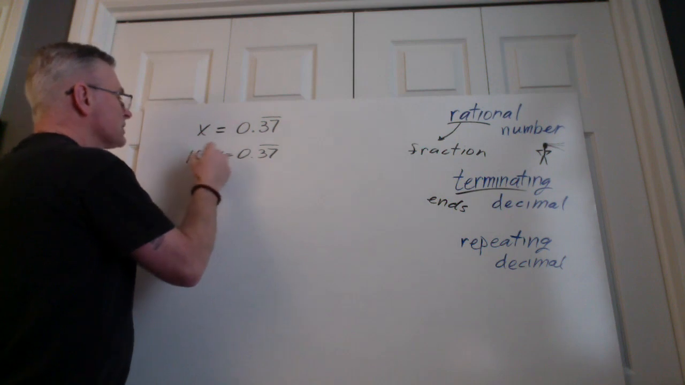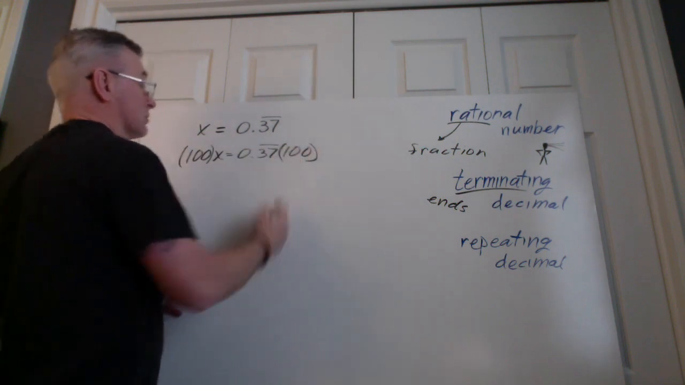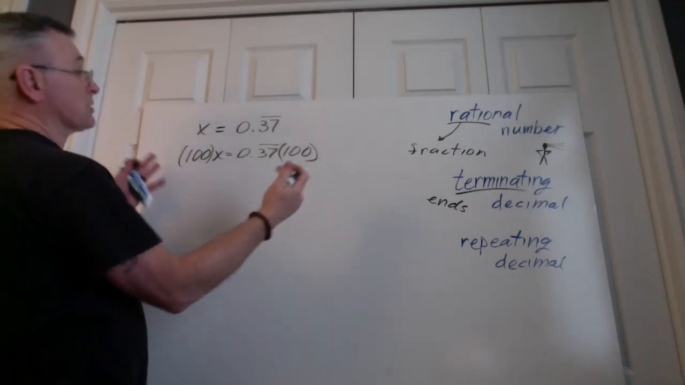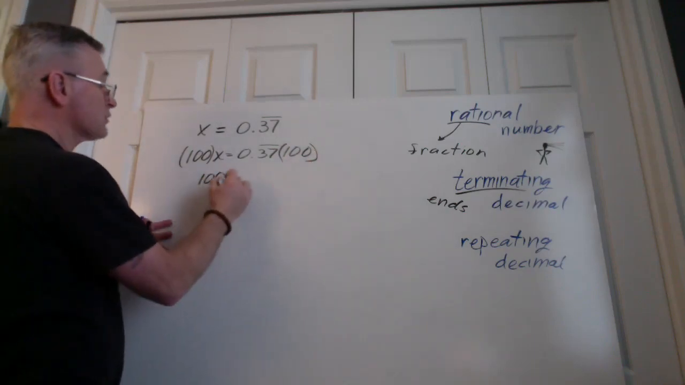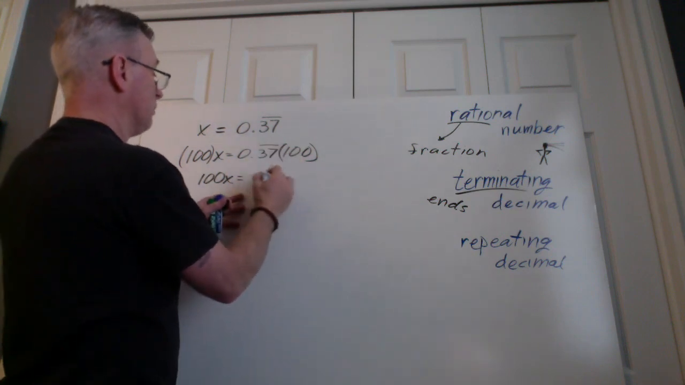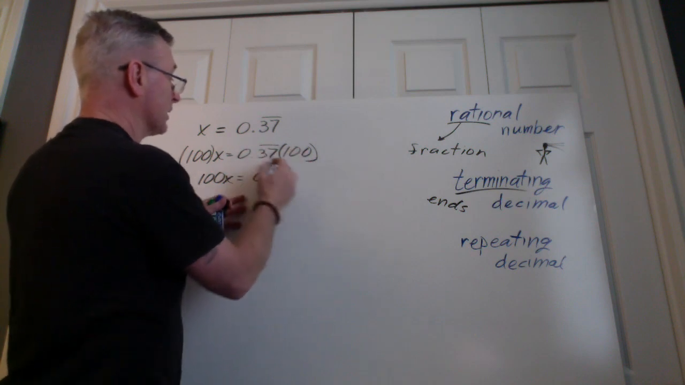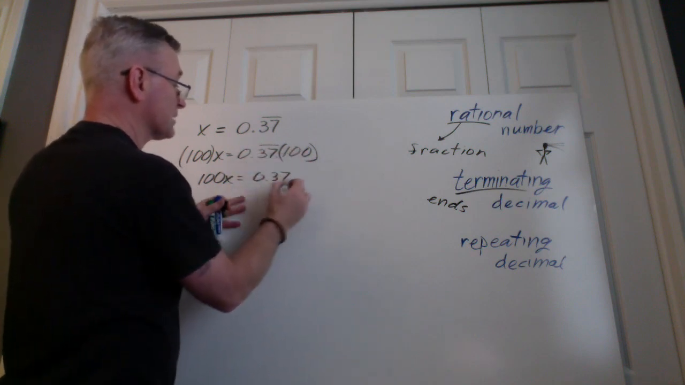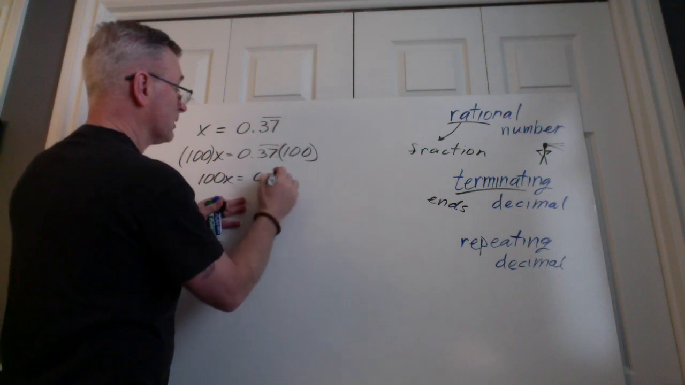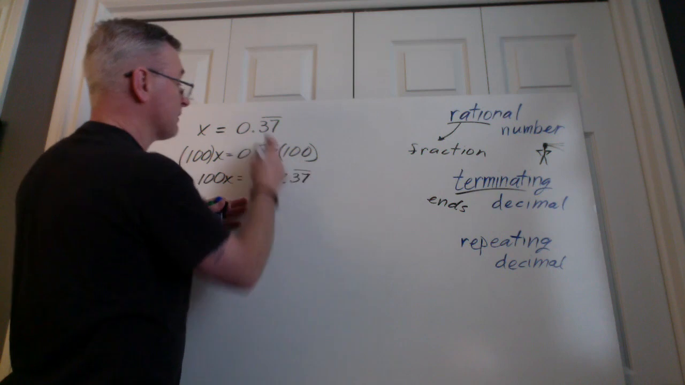Let's multiply both sides by 100. Because I can do that, that's the kind of thing that we do. We can multiply both sides of this equation by 100. That becomes 100x equals 37.37 repeating, because my decimal is going to move over two places, and I'm going to have the 37 out here now.